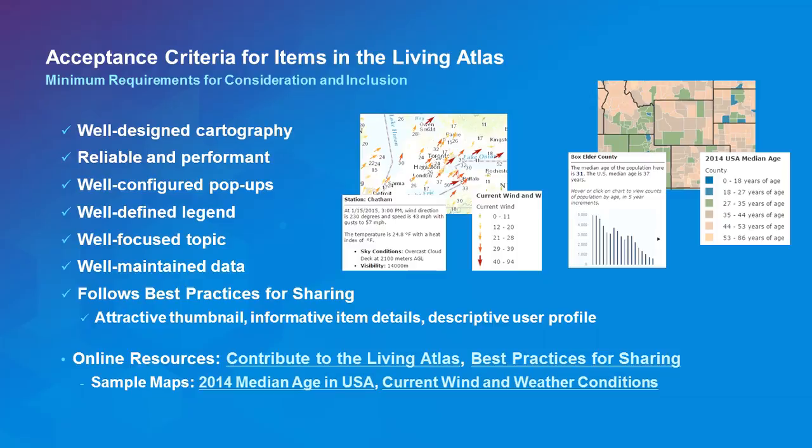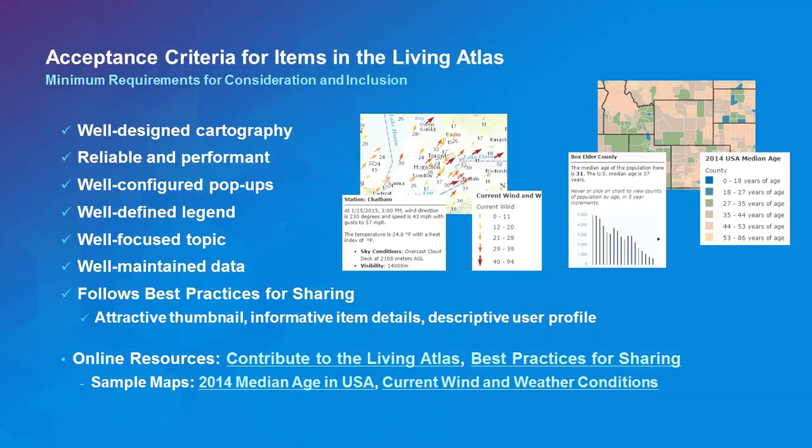Well, for maps and layers, it's typically things like this. It should be well-designed cartography. If it's a map service, it should perform well and be reliable. If it's got attribute data, it should have well-configured pop-ups. So you can see a couple examples here. One's a weather map, the other's a demographic map. They both have nicely configured pop-ups and legends.